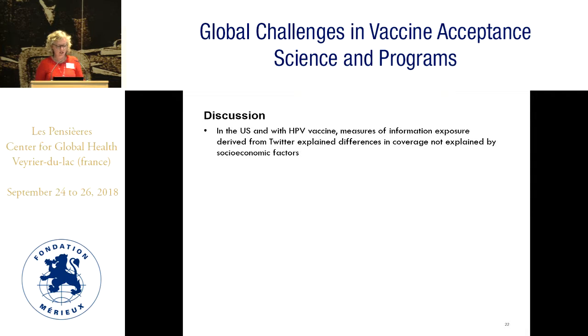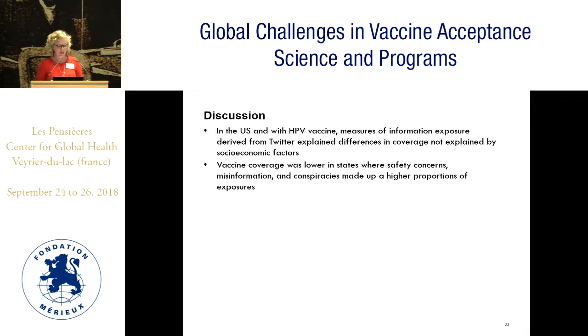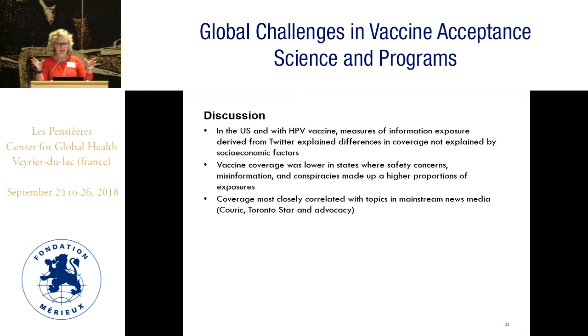Our conclusions are that in the US and with the HPV vaccine, measures of information exposure derived from Twitter explained differences in coverage, in other words, were highly associated with them in a way that wasn't explained by socio-demographic factors. And that coverage was lower in states where safety concerns, misinformation and conspiracies made up a higher proportion of exposures. Coverage was mostly closely correlated with topics that went into the mainstream media.